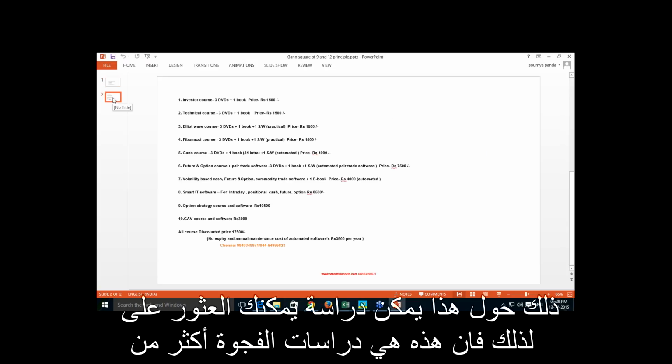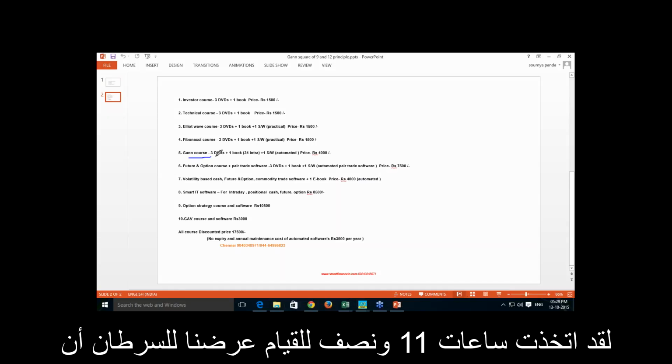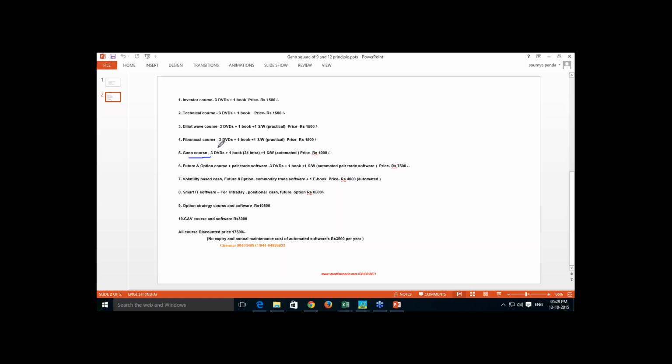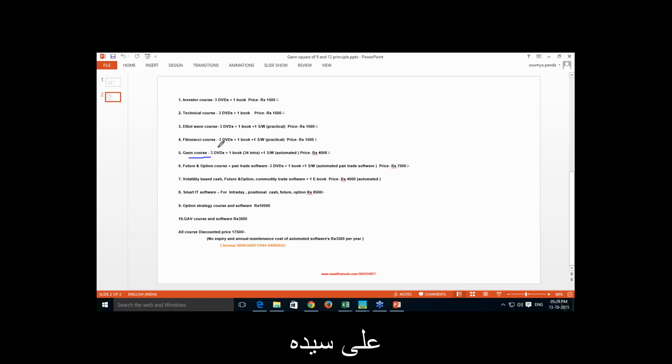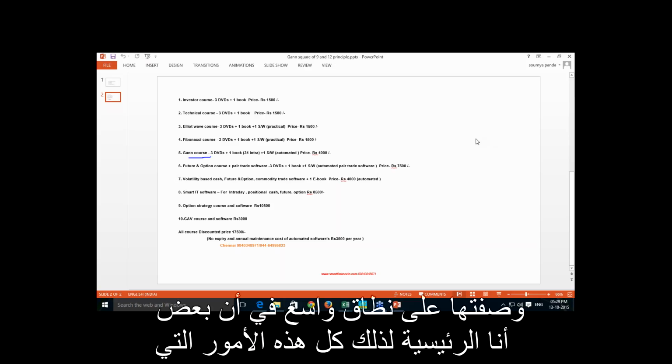More about this Gann study you can find in my book on Gann's method, wherein 34 intraday trading techniques are exclusively given. I have taken a 1.5 to 2 hours presentation on Gann's Astro study. I have also extensively described Gann's price squaring actions, Gann's master time principle. All these things I have extensively described in that.